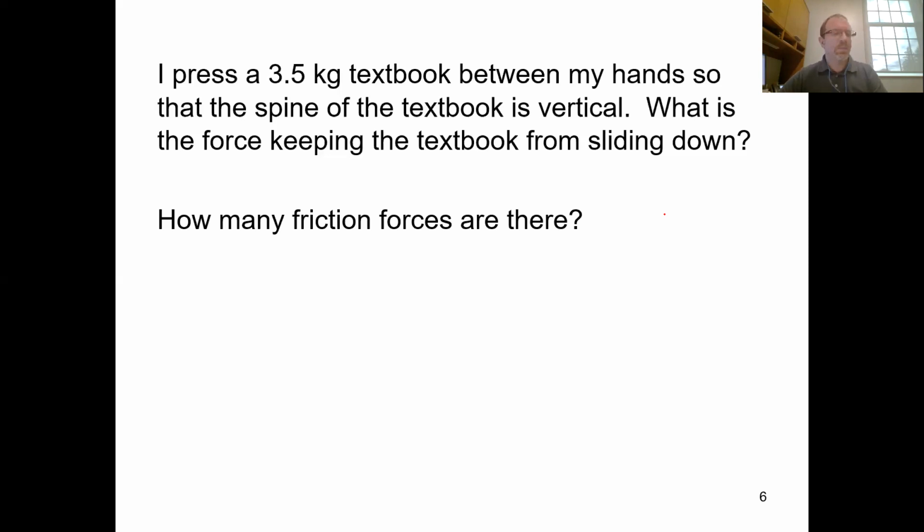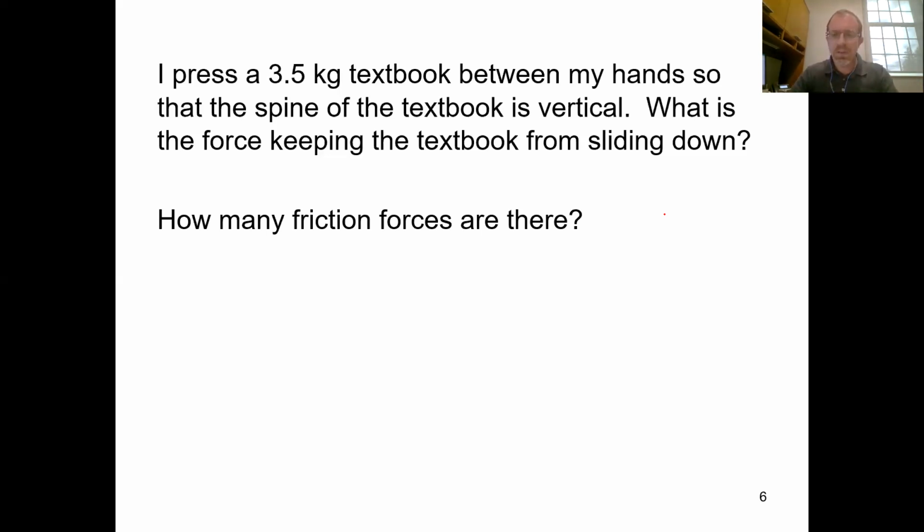All right. Well, how many static friction forces are there? What do you guys think? Form an opinion here. How many static friction forces are there? Well, actually, there's two. There's a static friction force between this hand and the book, and there's a static friction force between this hand and the book. Okay. And what's the direction of those static friction forces?